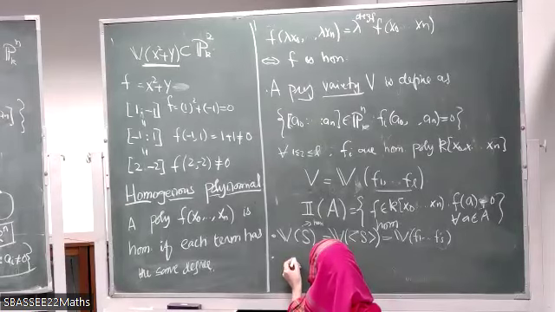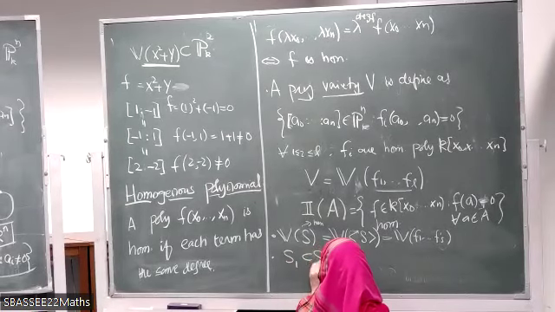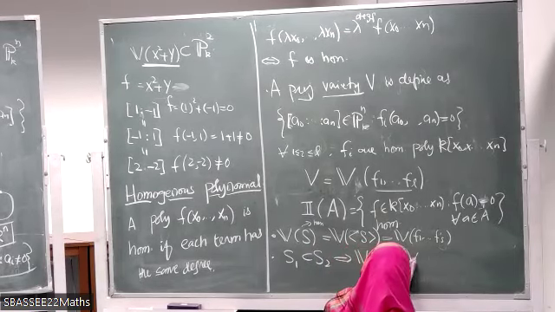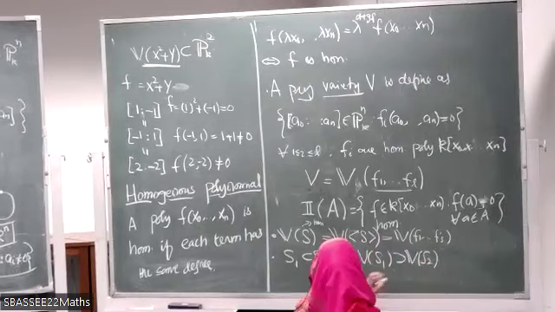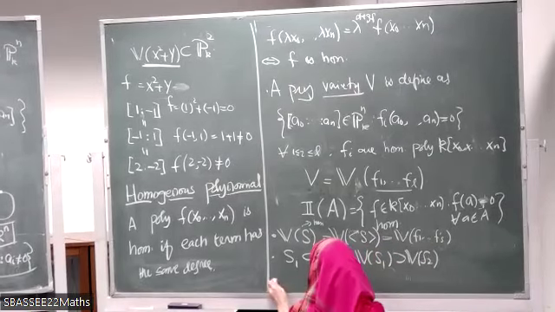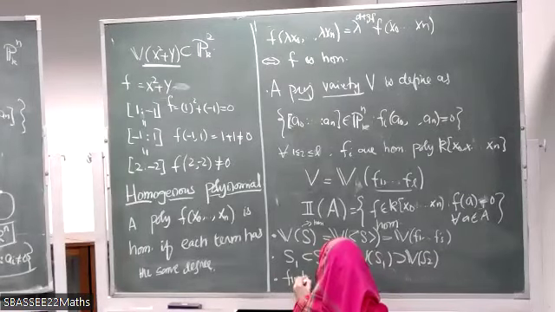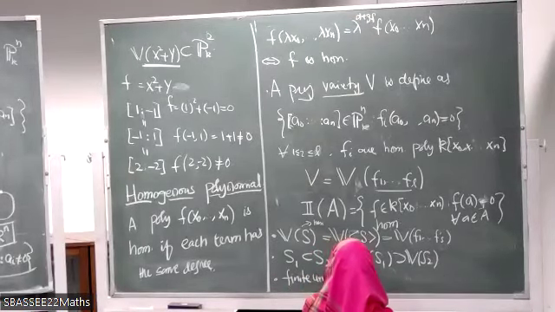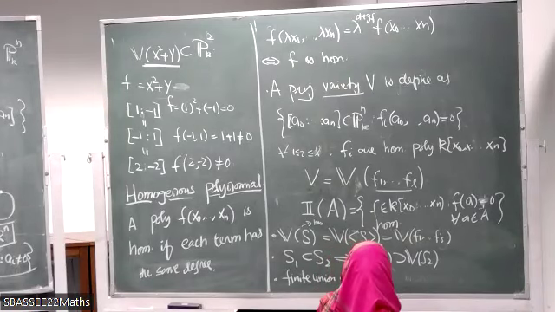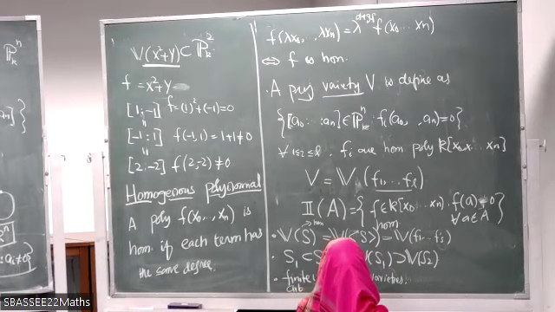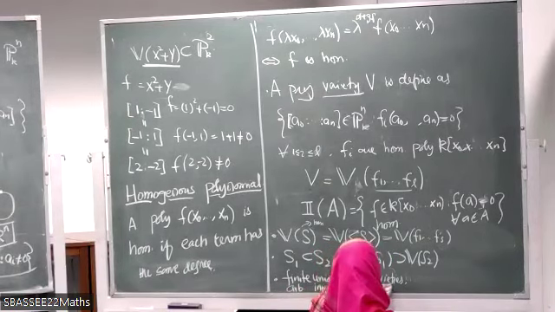And the second thing is that if S1 is containing S2, then definitely the variety of S1 will be smaller than the variety of S2. And the other one is that a finite union of projective varieties is also a projective variety, and an arbitrary intersection of projective varieties is also a projective variety.